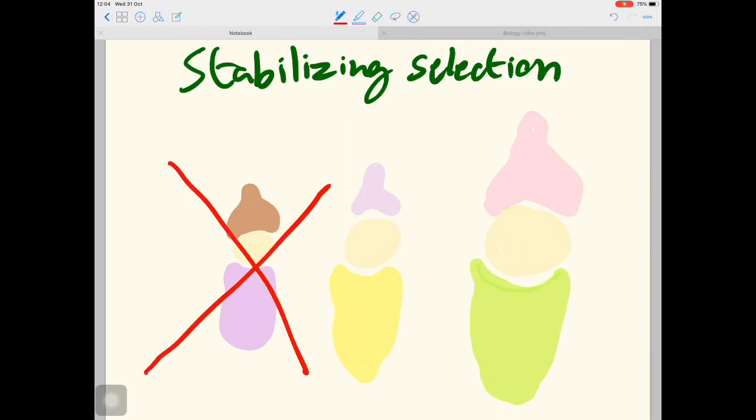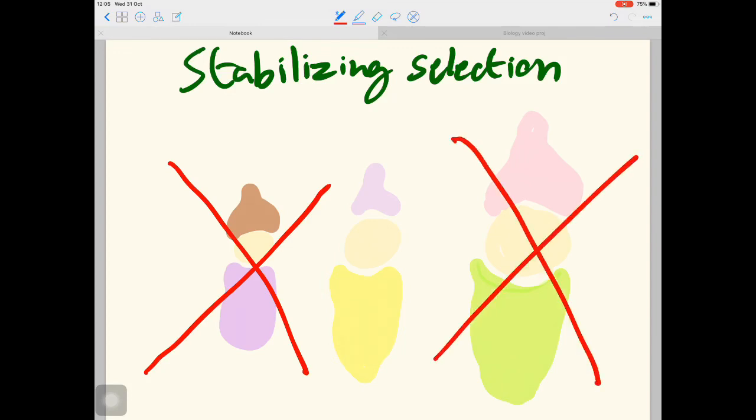In this example, I'll be using babies. Smaller babies may be easier to deliver but are more likely to die due to infections and diseases, while bigger babies are a lot harder to deliver. Therefore, intermediate-sized babies are more common.